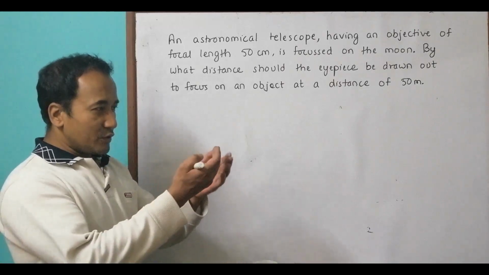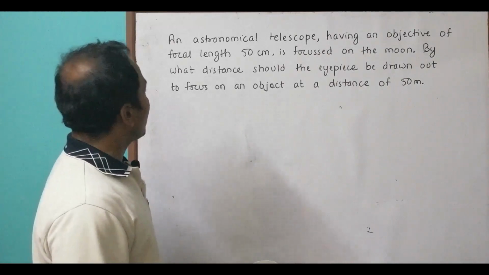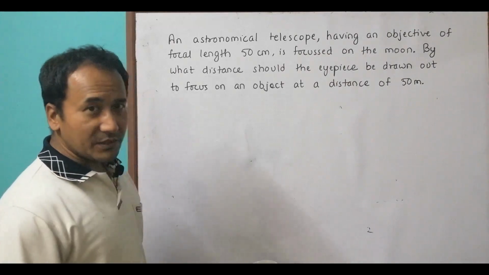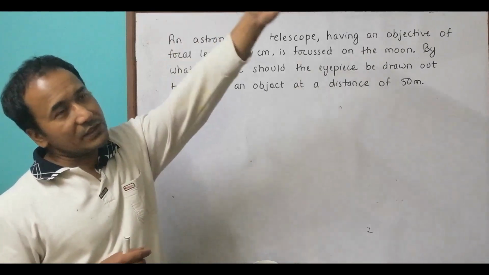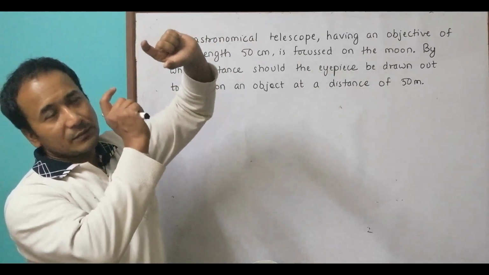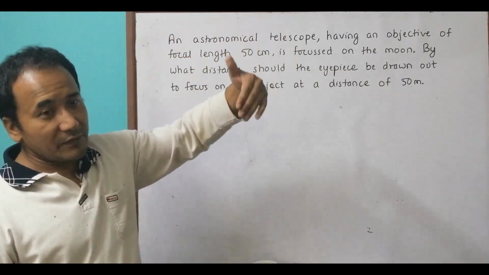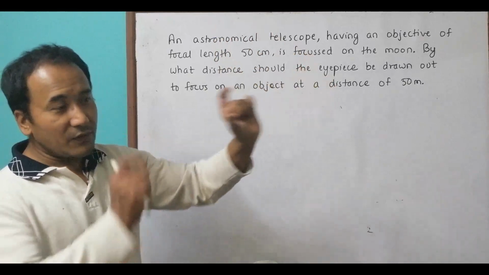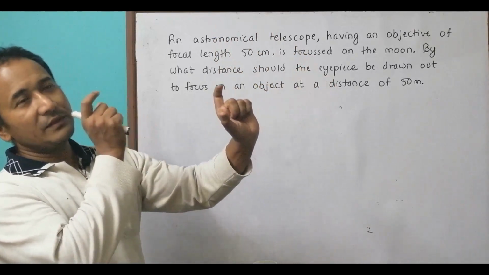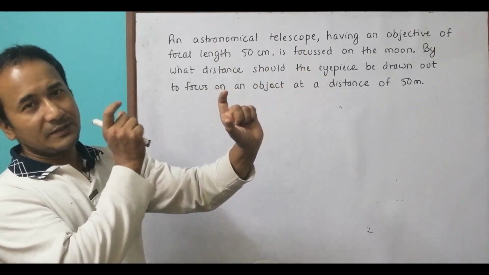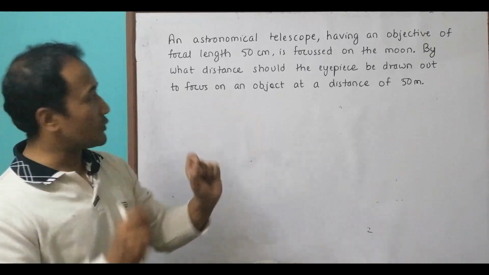Means it should be moved backward, to focus on an object at a distance of 50 meters. Initially it was used to focus on the moon. Now we want to focus on an object which is at a distance of 50 meters only. For that we have to find by how much distance this eyepiece needs to be drawn out, moved nearer to the eyes, towards the observer. So we have to find that.